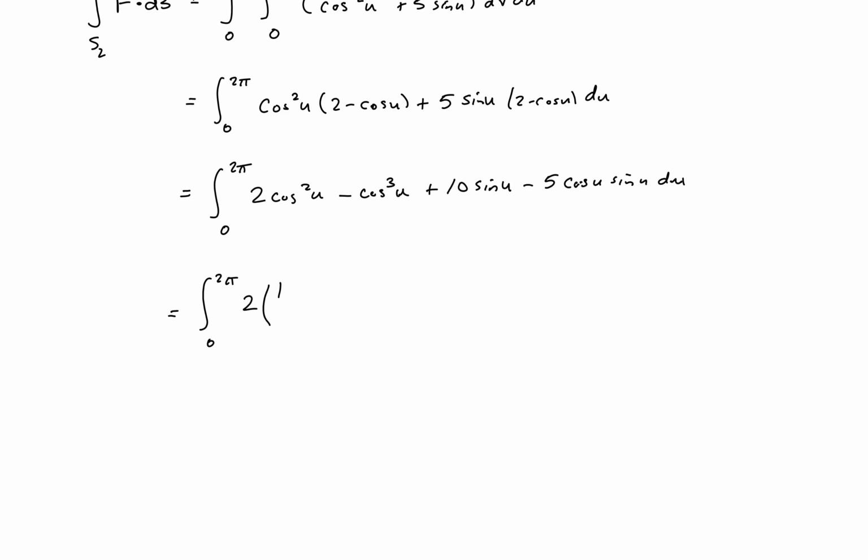So this is going to become 1 plus cosine of 2u over 2. And then the second one I can write as cosine squared times cosine. So this gives me 1 minus sine squared u times cosine of u, right? Because this is cosine squared u cosine u, and then you replace the cosine squared with 1 minus sine squared. And then the last two I can leave alone because those are integrals I can do.